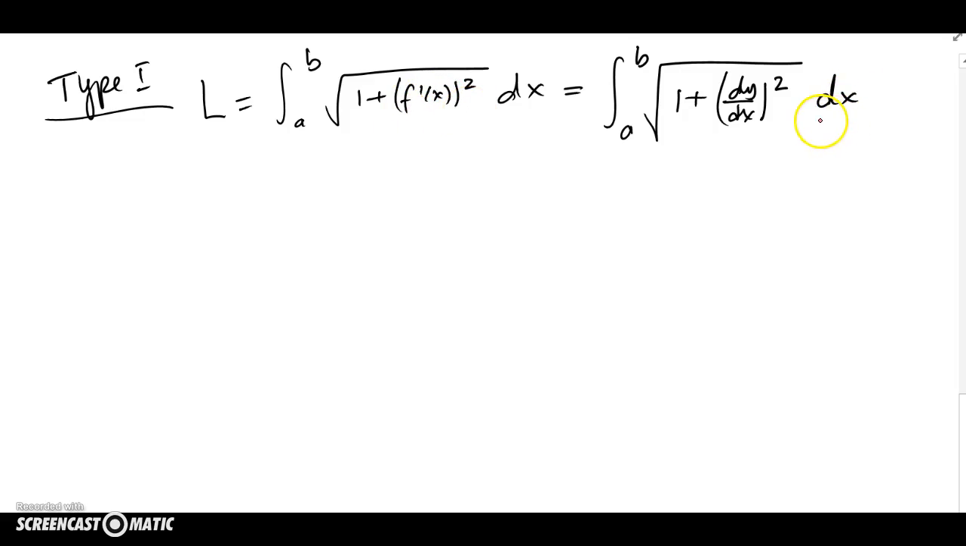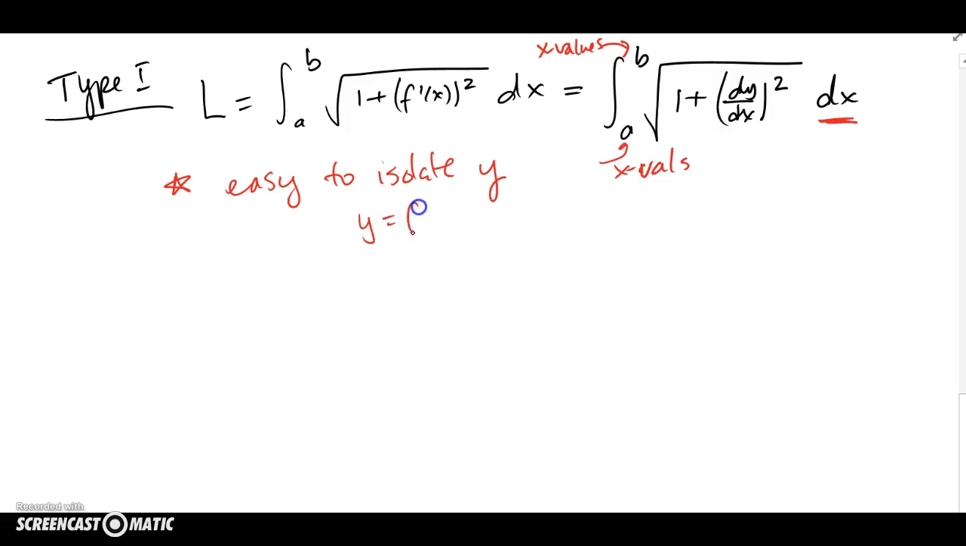So that'll be a dx problem. First of all, let's pay attention to that. It means your limits of integration have to be x values, so something to watch out for. If you're dealing with a function of x and doing a dx integral, you should have x values for limits of integration. This type is usually used when it is easy to isolate y, so basically you have y as a function of x. If the curve is given to you and it's easy to solve for y, or it's a function of x, then you're probably going to be setting up an integral of type 1.